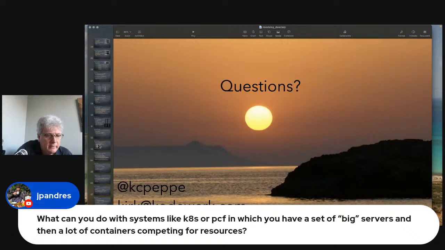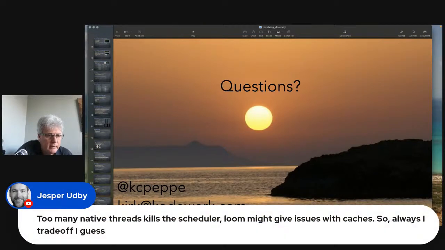Too many native threads kill the scheduler. Loom might give, too many native threads kill the scheduler.